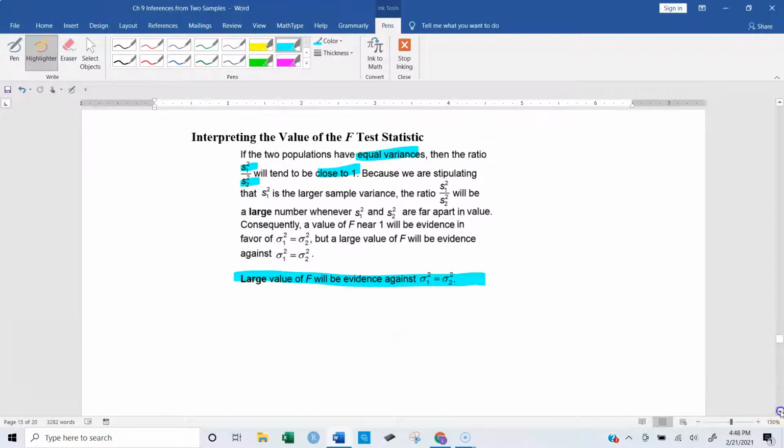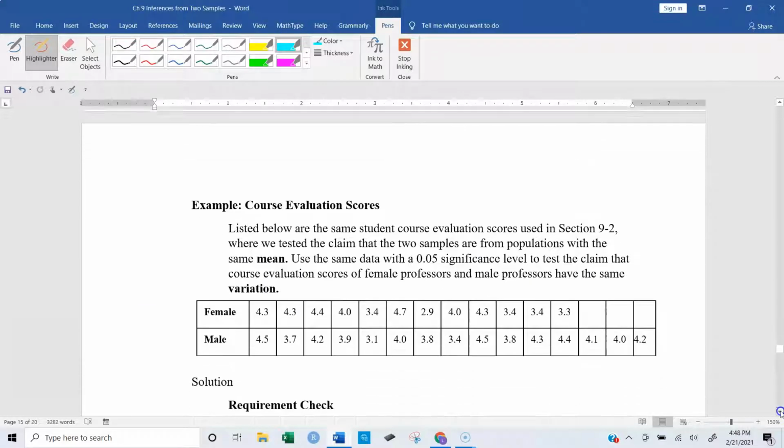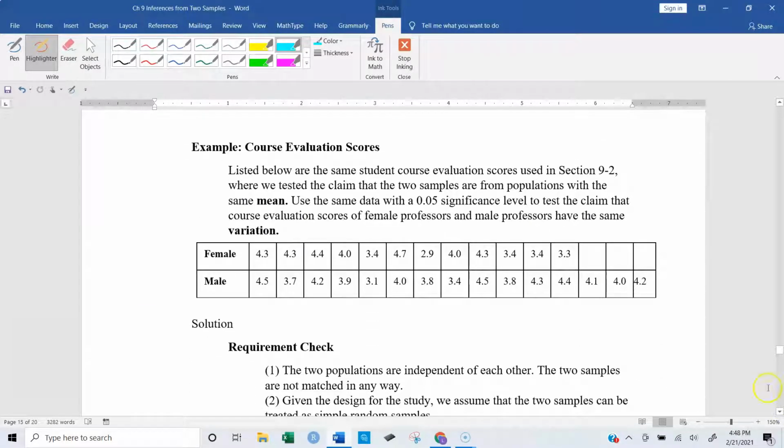All right, here we go. We're going to use StatDisk. Okay, course evaluations. We've got male and female. I know we've typed this in once before, so you have it. It's great. If not, you need to pause and type those in now. All right, we're going to look at the two samples from populations with the same mean. We're going to use alpha of 0.05, and we're going to look for the variation between these two.